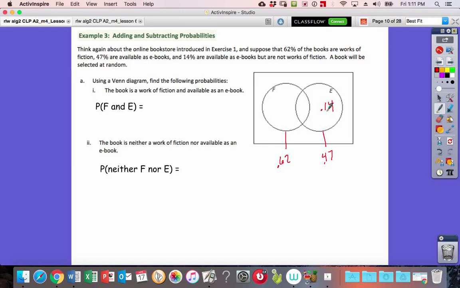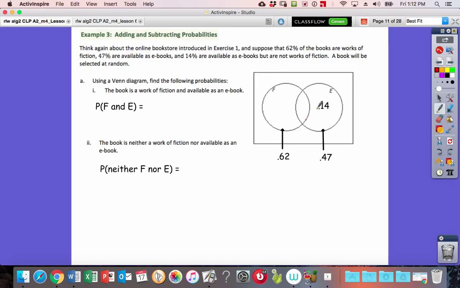A book will be selected at random, and they want us to figure some things out. And I think I have that diagram on the next page. Yep, I showed you that, so we could look at that while we figure this out. So if I want to know what is the probability the book is a work of fiction, that's the big circle, and available as an ebook. So I'm really looking for this area right here. Okay. If I want to figure out that area right there, I know the whole circle is 0.47. If I subtract off that 0.14, I'm going to get 0.33.